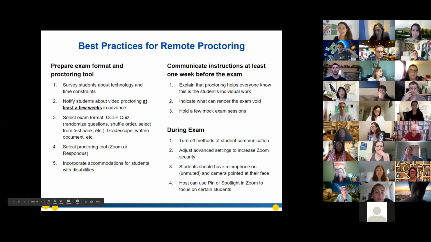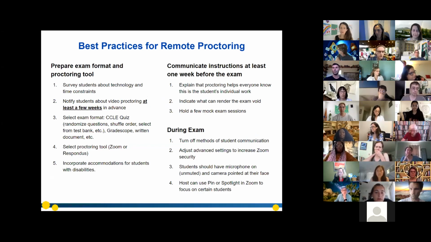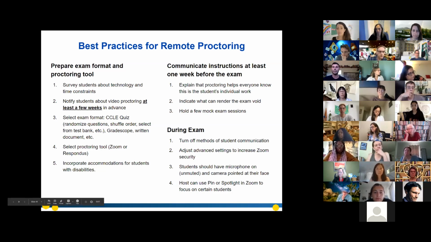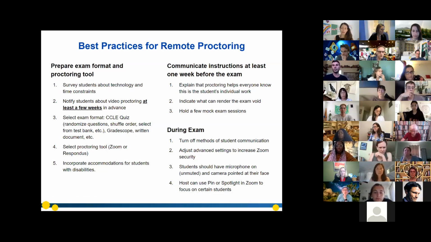We have this summary, and it's also on the docs that we've handed out, that you want to let the students know in advance that you're going to do proctoring. You want to select the format and make that clear, select the proctoring tool, make sure you accommodate students with disabilities, communicate the instructions at least a week before the exam, and offer a few mock exam sessions so that you're at least reducing the anxiety level that students are feeling around this, and indicate what would make the exam void in different things.